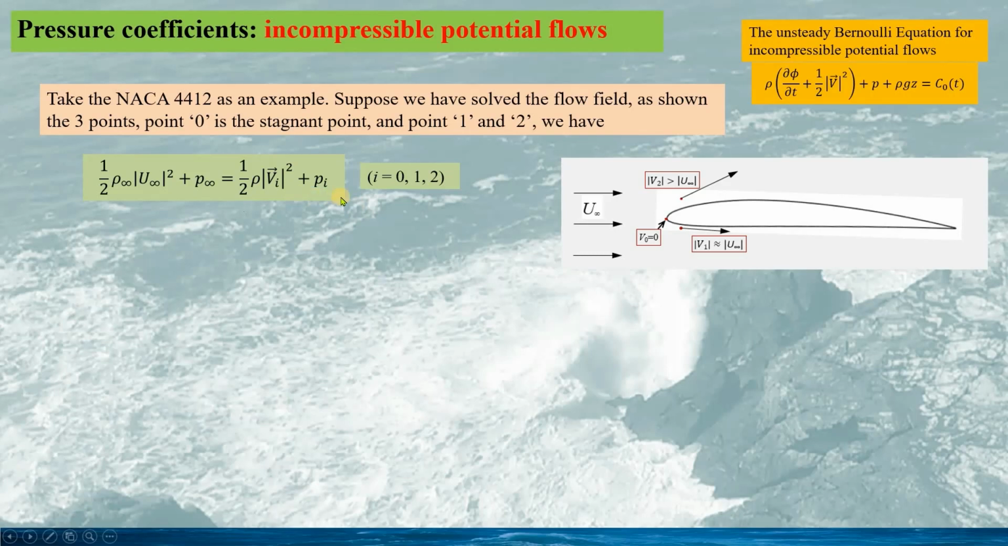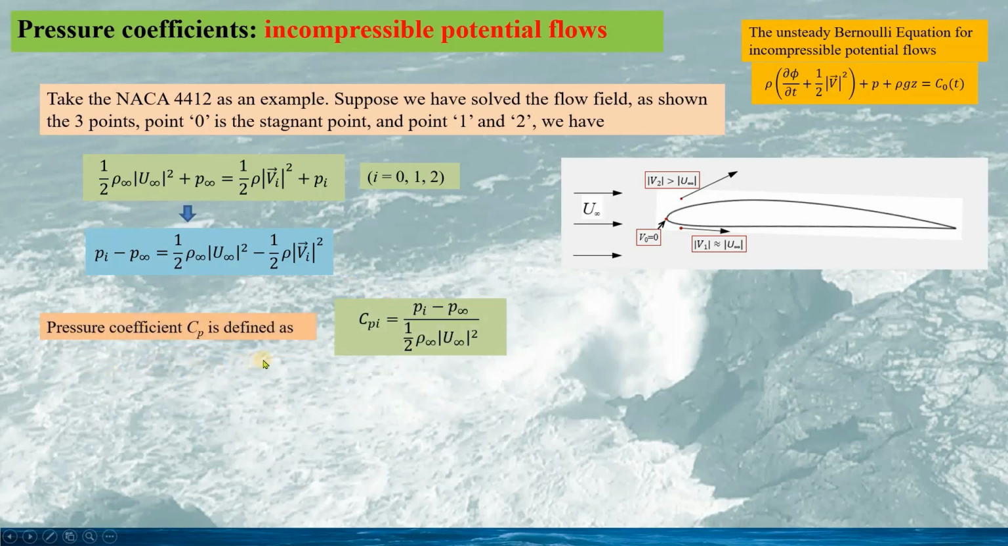First of all, this is a steady problem, so the first term would be 0. As such, the Bernoulli's equation for this application would be given as this. Here, the expression on the left-hand side is the dynamic pressure term plus the static pressure at the far field, using the subscript infinity. And the right-hand side term is for the field point, any point in the field. Here, we use the subscript i equal to 0, 1, and 2. So we can calculate the pressure difference given as this.